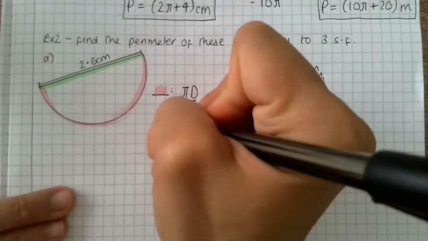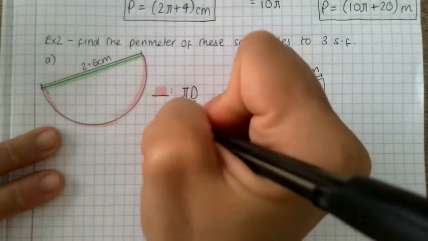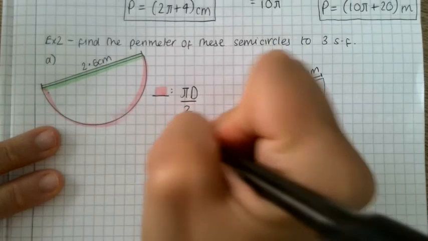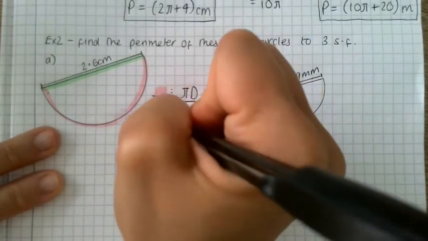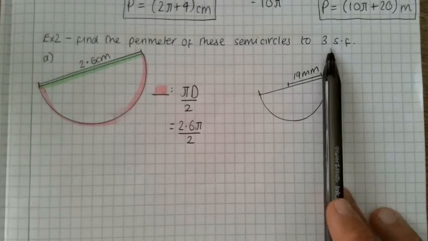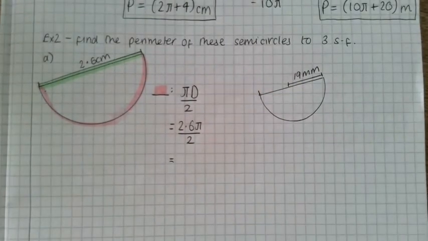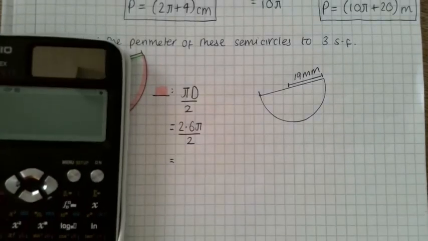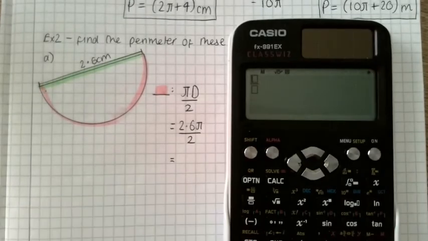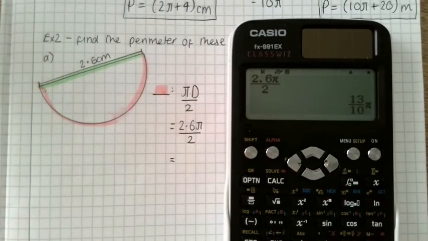Now the diameter is 2.6 all the way across, so I need to do 2.6 pi divided by 2. And because this question is to be rounded to 3 significant figures, I'm just going to type this into my calculator. So 2.6 pi all over 2 gives me 13 over 10 pi.